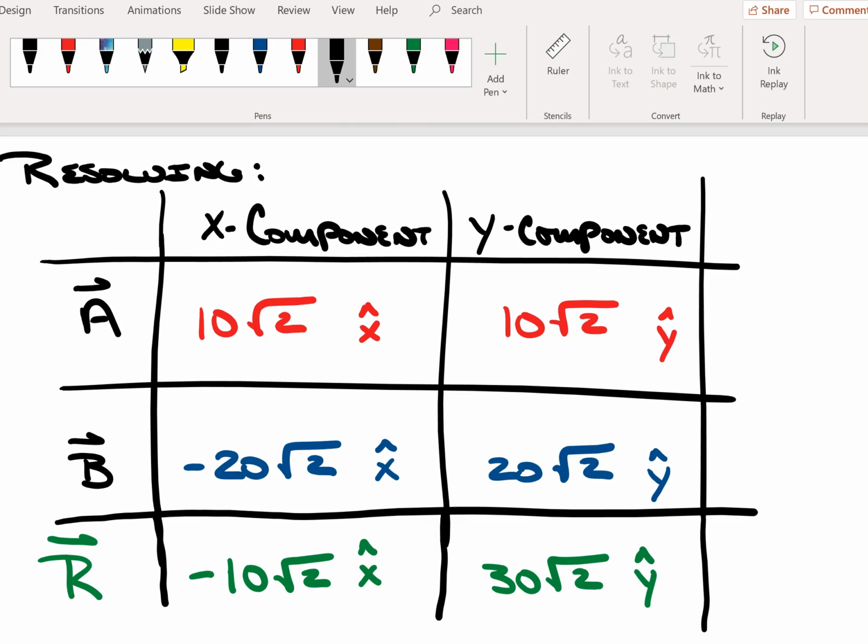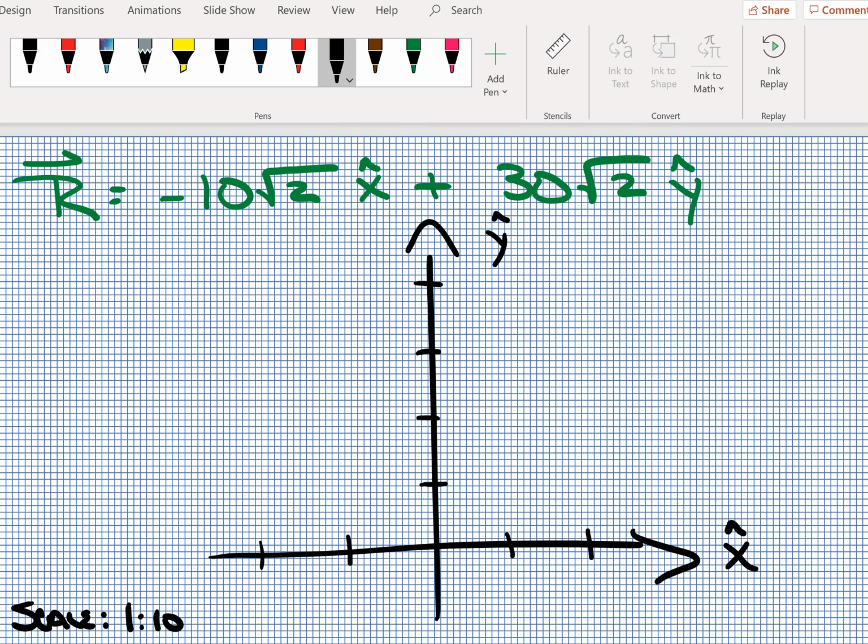And so we get our resultant expression as being negative 10 times the square root of 2 in the x direction, and then 30 times the square root of 2 in the y direction, and that gives us this expression. Now we will graph this on a 1 to 10 scale, so each unit marked is actually 10 units in length, and this is so that we can actually get a picture of this here.